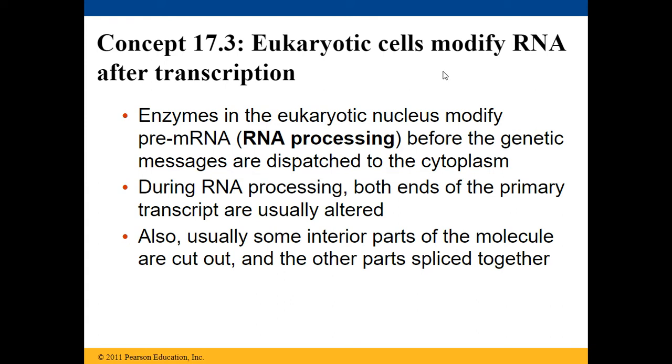After transcription, the enzymes inside the nucleus modify the pre-messenger RNA through a step called RNA processing before the genetic message can then be passed out to the cytoplasm. During RNA processing, both ends of the primary transcript are usually altered or removed. And some interior parts of the molecule get cut out and then others get spliced together.